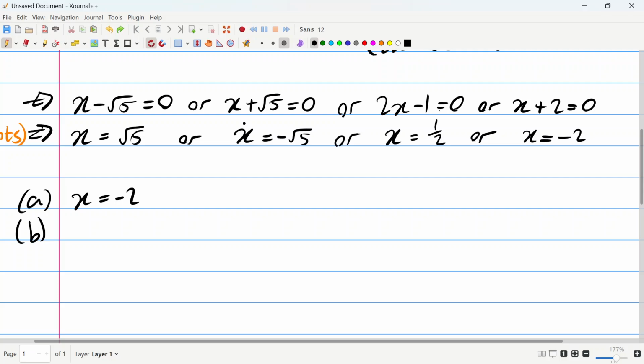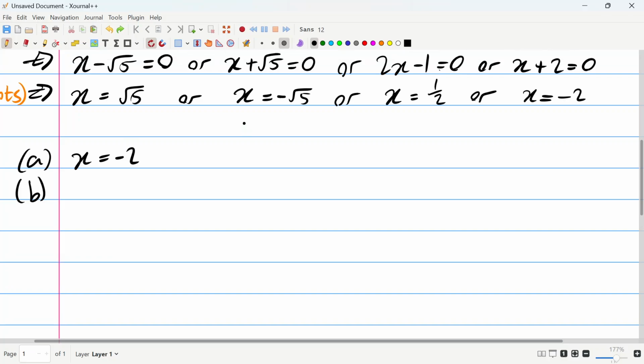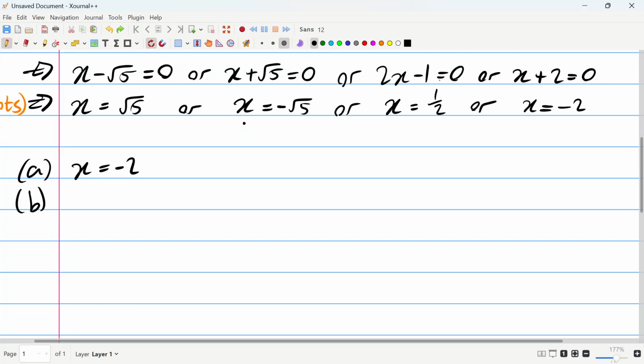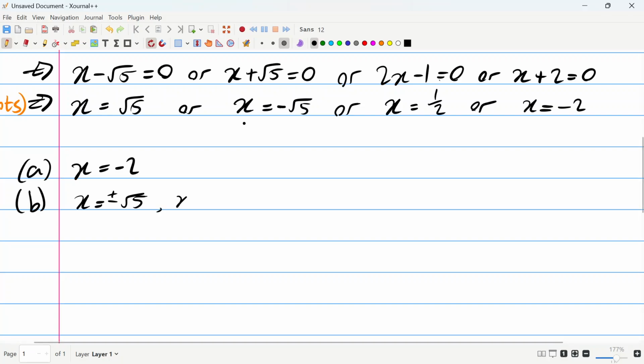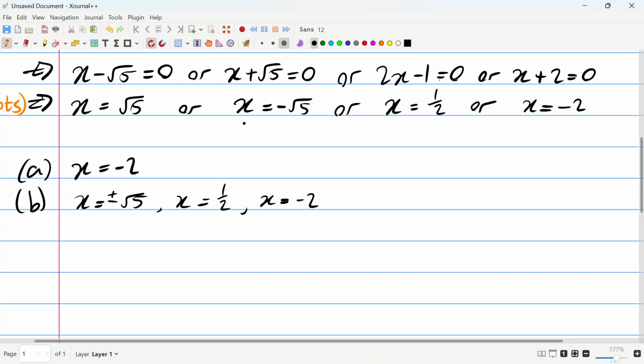So the non-real values are just imaginary numbers, like with complex numbers, and undefined values or indeterminate values, all of those things that don't exist in the real number system. So basically all of them, x equals to negative root, let's say plus minus root 5 just to make it quicker. We also have x equals to a half, and we also have x equals to negative 2. Those are all those values, okay?